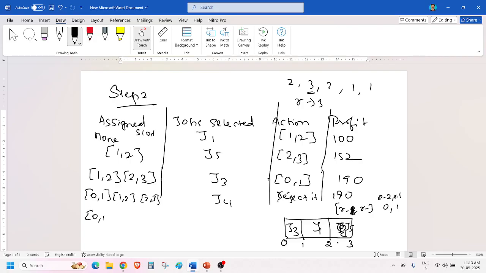Again I'm taking another job, J2, but everything is occupied, reject it, same profit 190 is coming. So job sequencing for J1, J5, J3 gives 190. So likewise you have to solve this problem. Thank you.